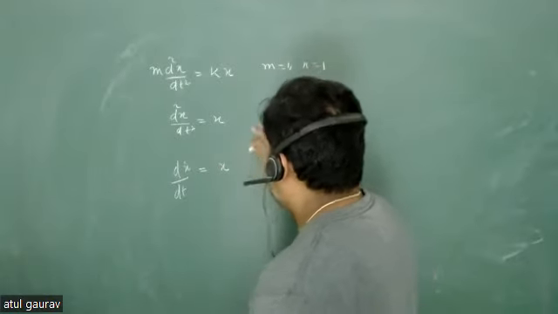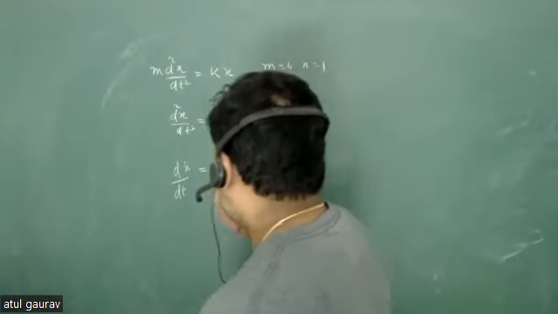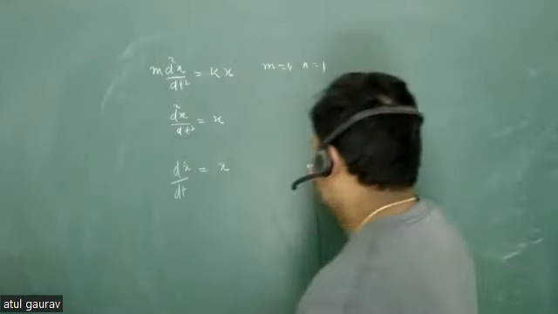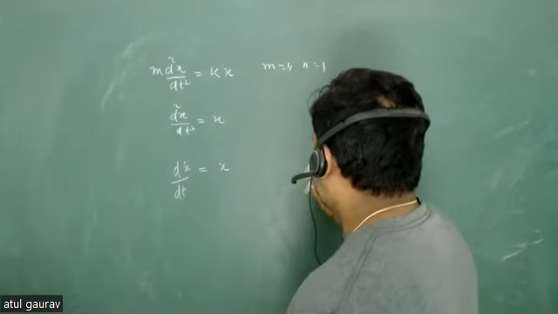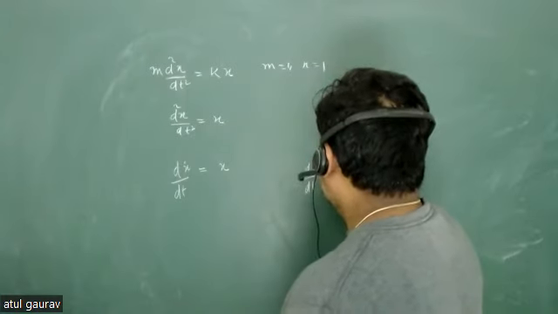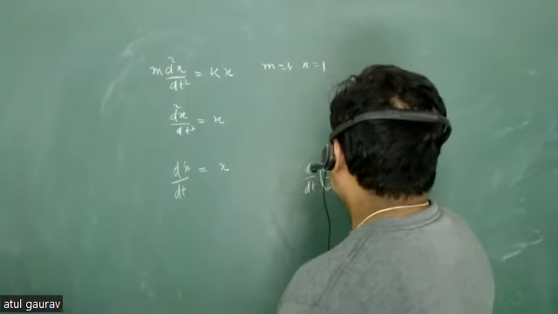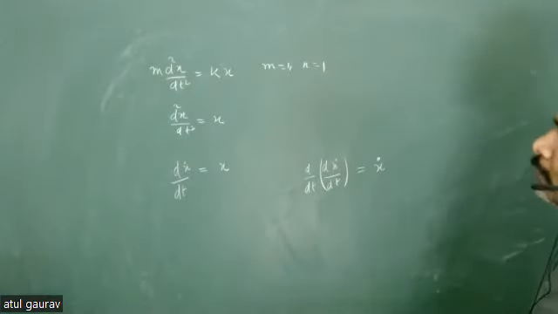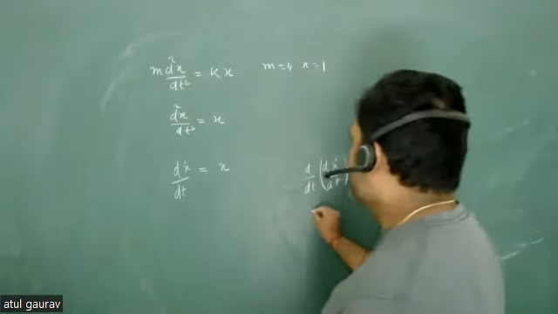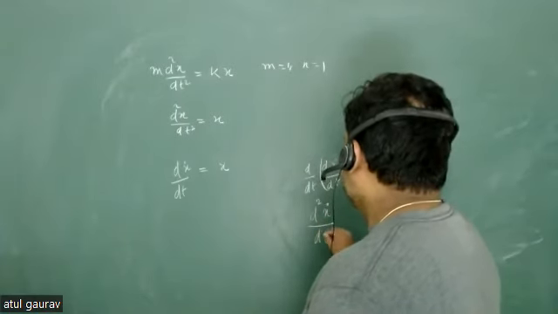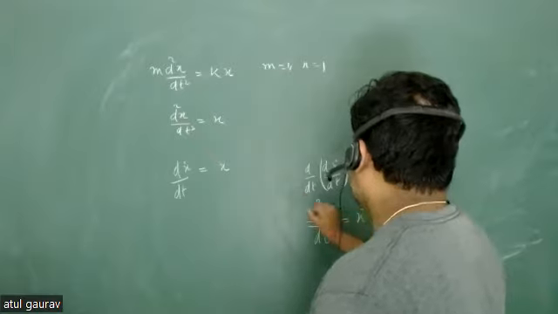One minute, what am I doing? I am just writing x dot here. So d upon dt, d x dot upon dt is equal to x dot. Can we write it like this? Yes or no? Yes, sir. So can I say d square x dot upon dt square is equal to x dot?